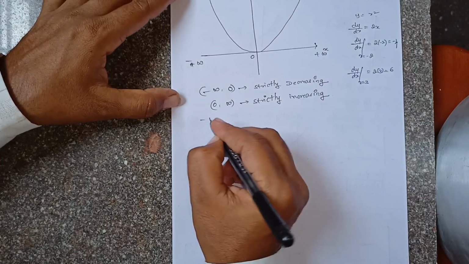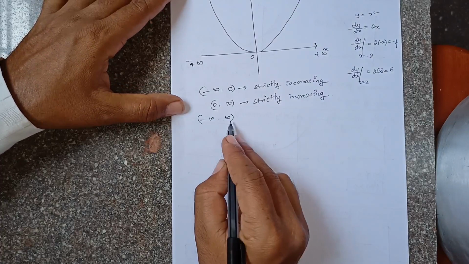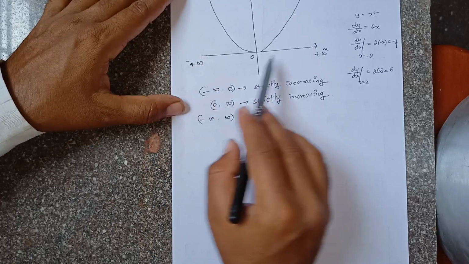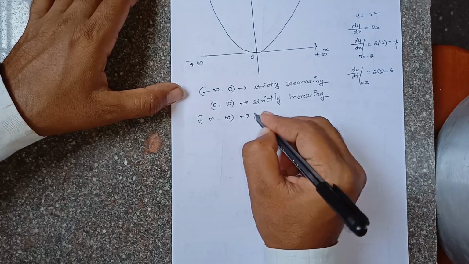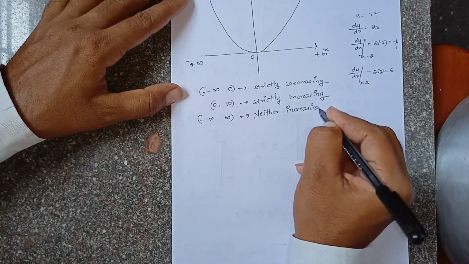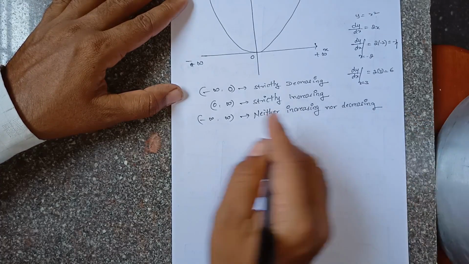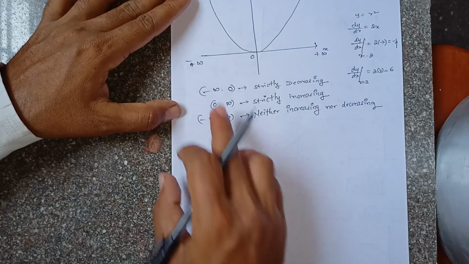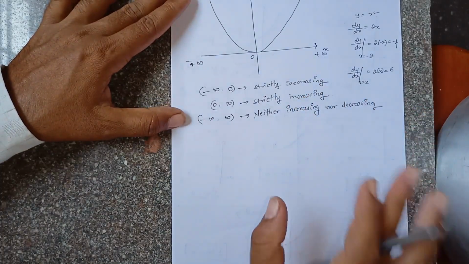Sir, if you consider the interval from minus infinity to plus infinity, what happens here? If we consider the interval minus infinity to plus infinity, up to 0 it is decreasing, and from 0 to infinity it is increasing. We say here the function is neither increasing nor decreasing. Don't say it is both increasing and decreasing. That is a meaningless thing. Minus infinity to plus infinity, if we consider this interval, it is neither increasing nor decreasing, that's all.